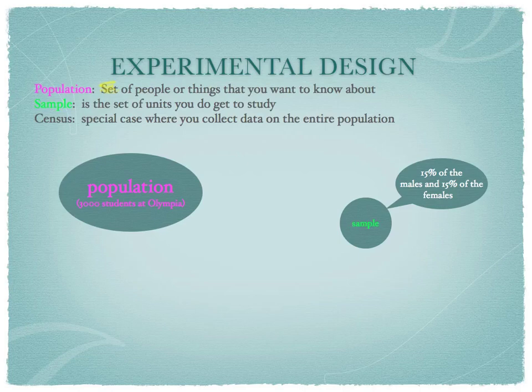Now, going back to the first free response question I assigned, dealing with how students feel about the cafeteria lunch at Olympia High School, our population is the people or things we want to know about, which are the students at Olympia High School, all 3,000 of them. And from our population, we're going to take a sample of students that we will actually study. And remember, that was around 100 students.